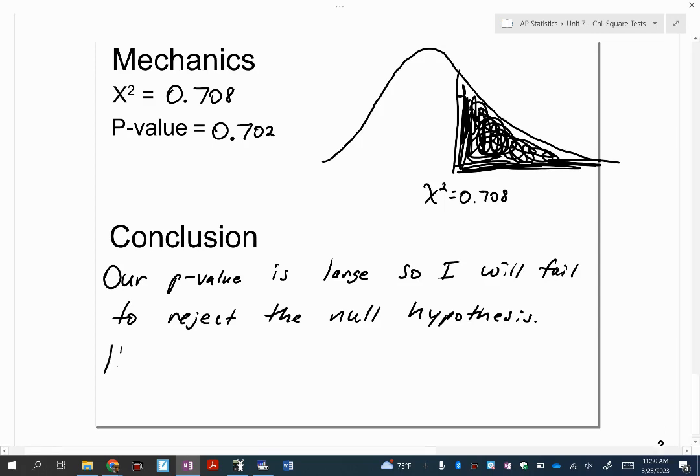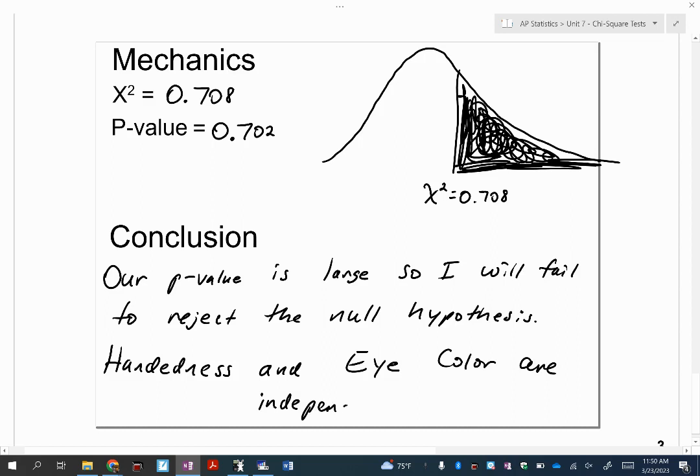All right, so I'm going to say handedness and eye color. I don't want to use that word. You should only use that word... You can say are not associated. They have no association. There's no relationship. You can say they're independent.